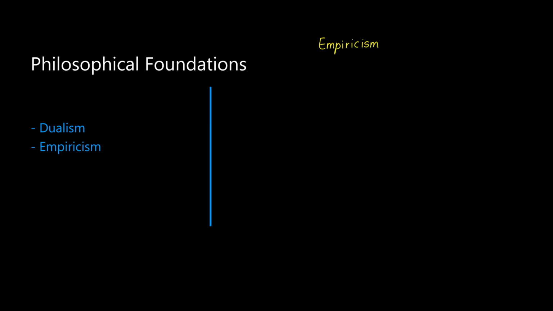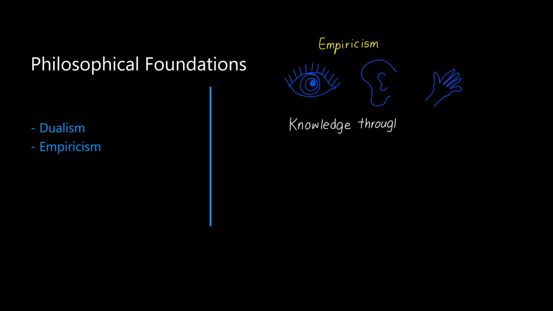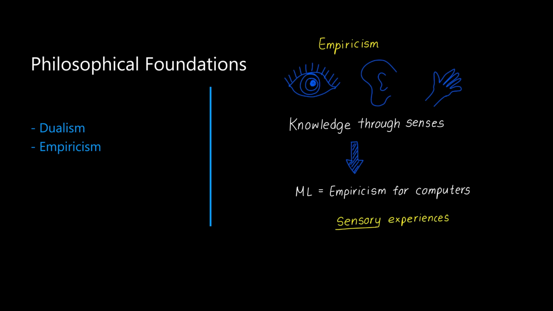Empiricism takes a different approach. It argues that knowledge comes through sensory experiences. You learn about the world by observing it, touching it, experiencing it directly. For AI, this connects to systems that learn from data rather than being programmed with rules. Machine learning is essentially empiricism applied to computers.